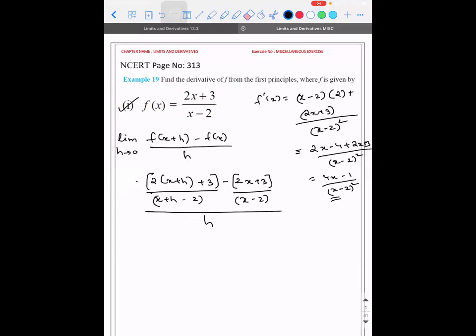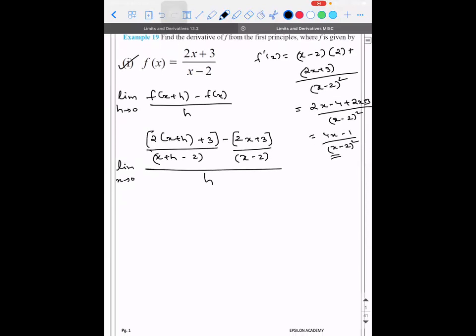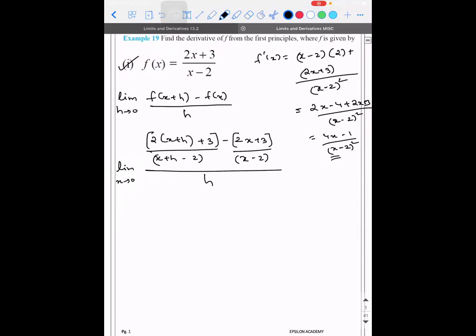Guys, am I clear? So in the function, wherever x is there, I substituted x plus h and then I solved. Right. So now I'm going to take, let's think of a simpler method to solve this. It is going to be a big one. We have to take LCM and then solve. So let's take LCM and then solve.